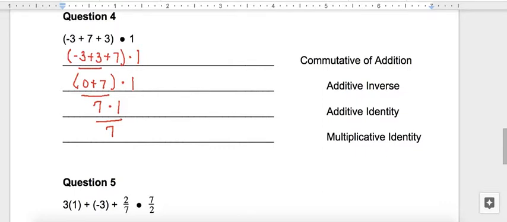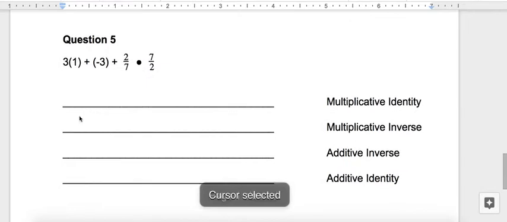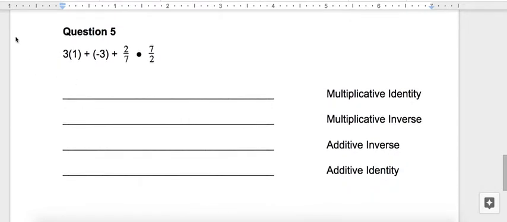Okay, one last question here. We have question 5. And the first property it wants me to use is the multiplicative identity. So I know that I'm looking for where I multiply by 1, which is right here. So 3 times 1 is 3. Bring down the plus, -3 plus 2/7 times 7/2.